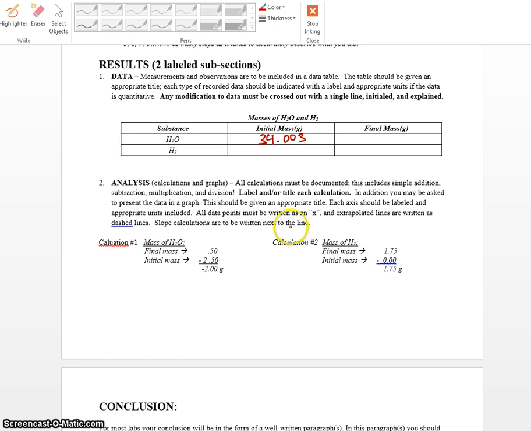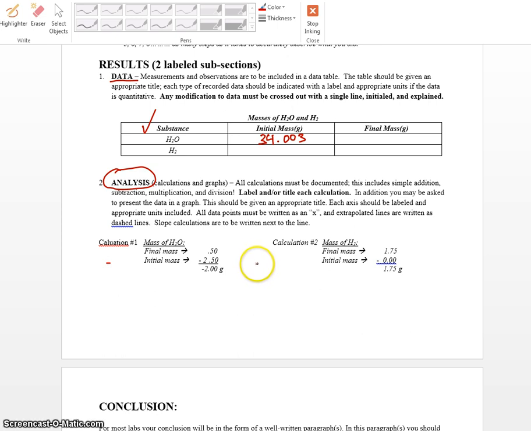What you need to keep in mind is that graphs are part of this subsection called analysis. Remember, the results section consists of two subsections: the data section, where you will put your table, like this one, and the analysis section, where your graphs and calculations go. That means that a graph is part of the results section and should be included in the results section. If you don't put your graph in this section, you will lose a point for a format error.